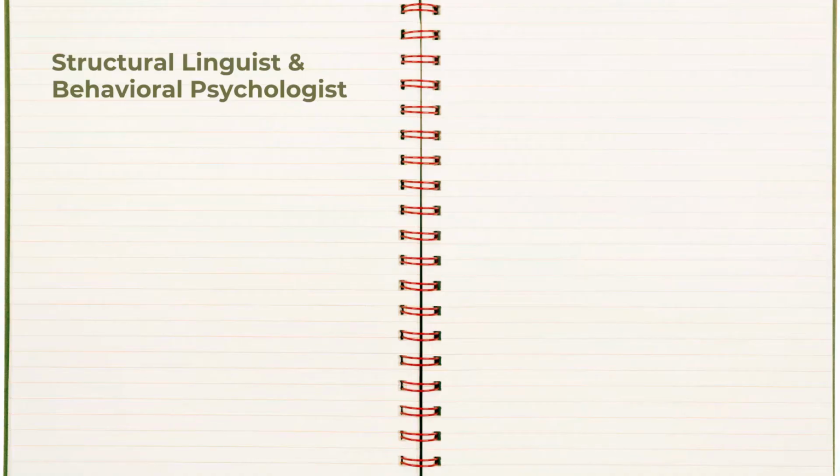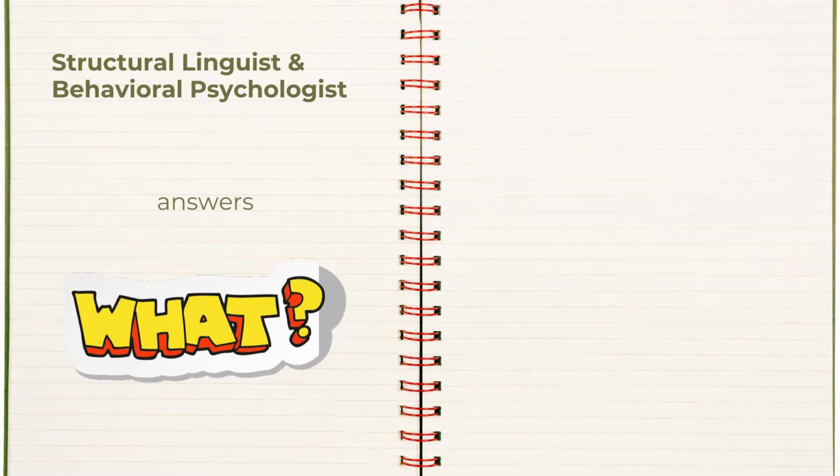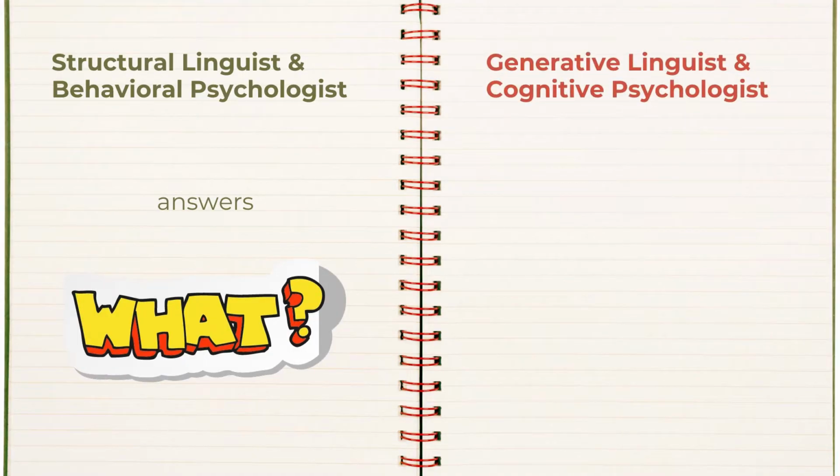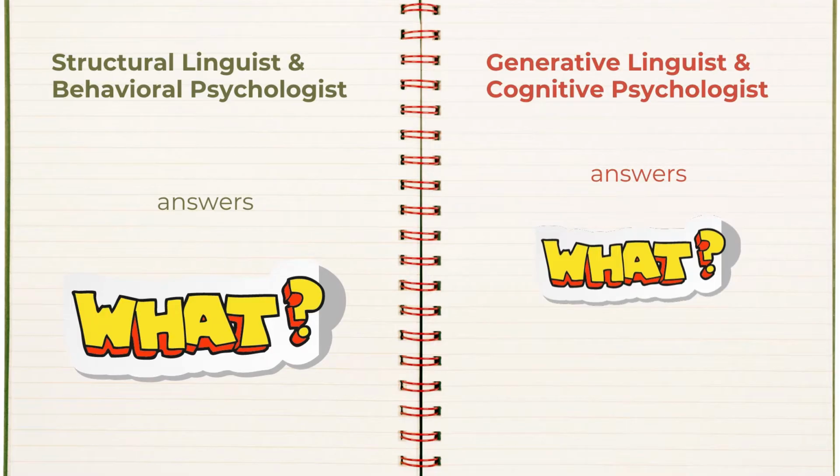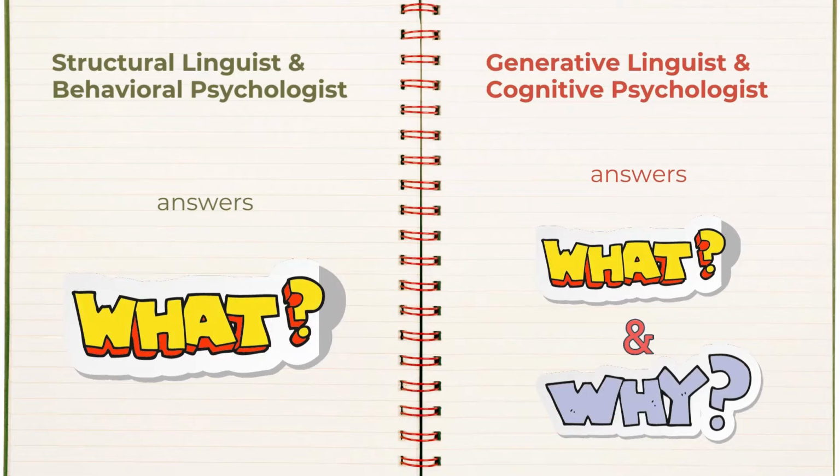Both the structural linguist and the behavioral psychologist were interested in description, in answering what questions about human behavior, and objective measurement of behavior in controlled circumstances. The generative linguist and cognitive psychologist were also interested in the what question, but they were far more interested in the why. Like what underlying factors, innate, psychological, social, or environmental circumstances caused a particular behavior in a human being.